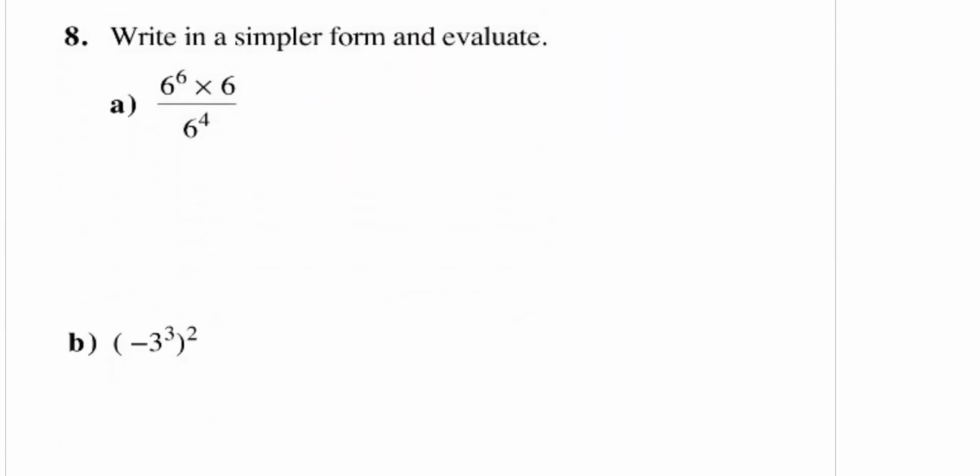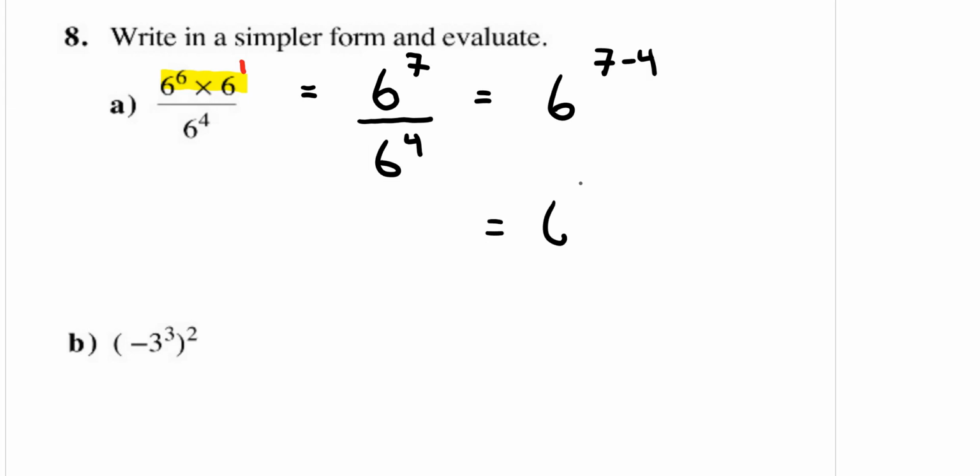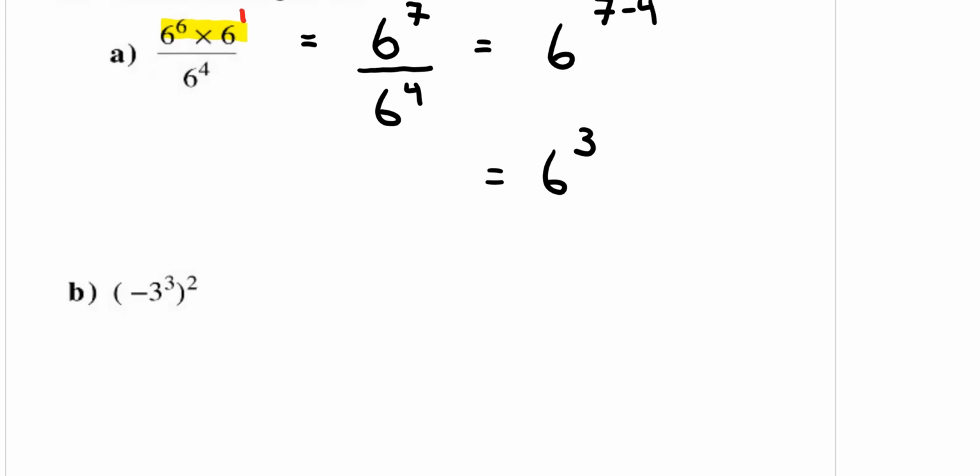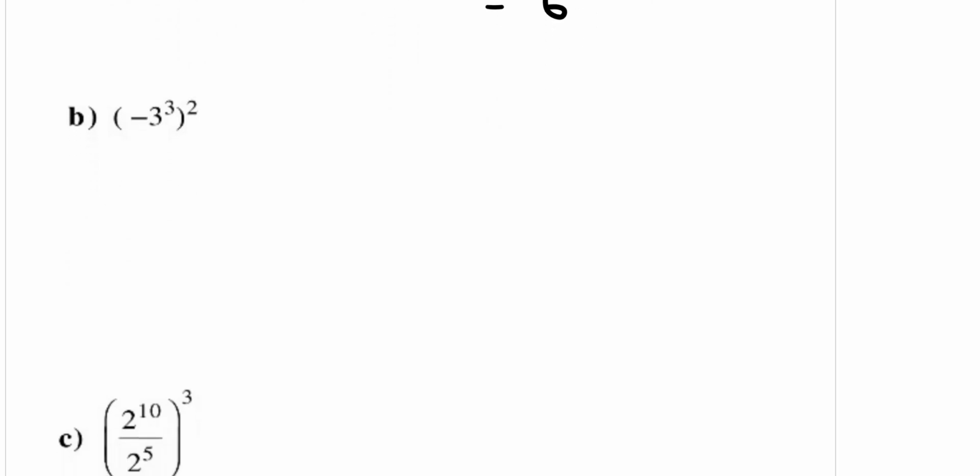Let's go to question number 8. So a combo question here. There's an invisible 1 there. So if I look at the numerator there, let's go ahead and simplify the numerator. So 6 plus 1 is 7. Divided by 6 to the power 4, and if we're dividing, we subtract the powers, so 7 minus 4, and that's going to be 6 to the power of 3. And that's it. We're not going to evaluate that because that's a very big number, but 6 to the power of 3 is a fair answer there.